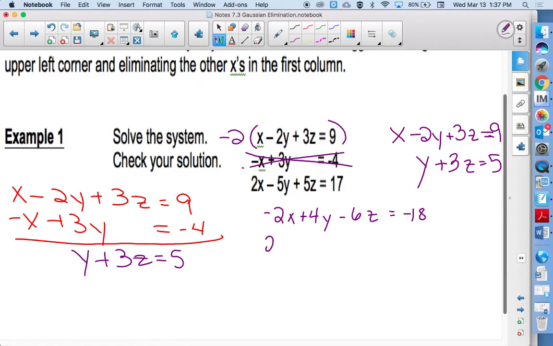The bottom equation, Aaron, do you need a pass? Probably not. Okay, you okay? Great, thank you.